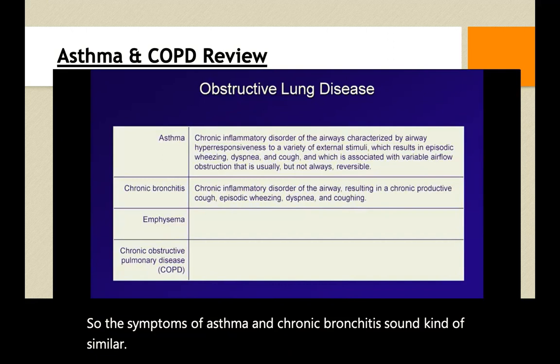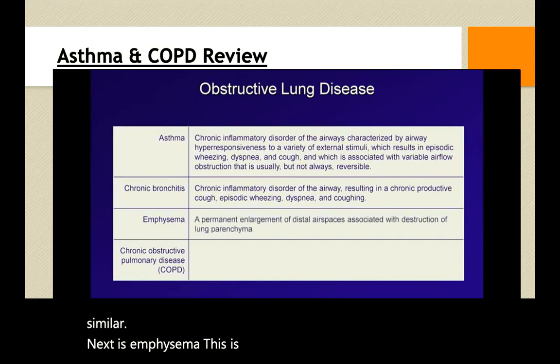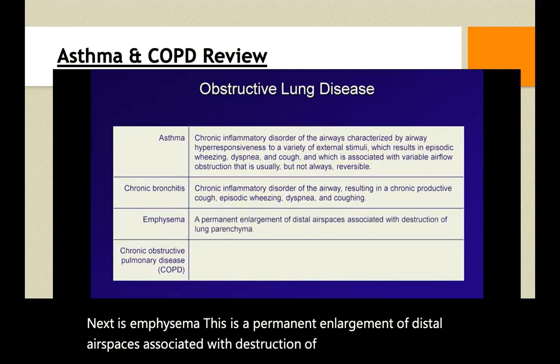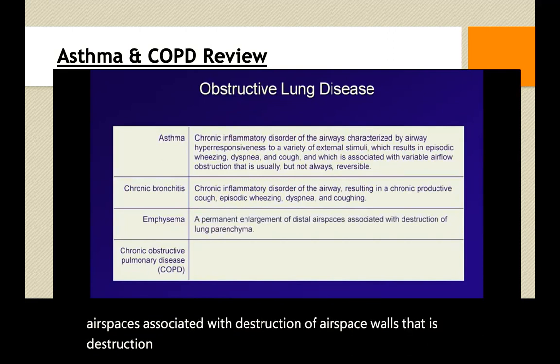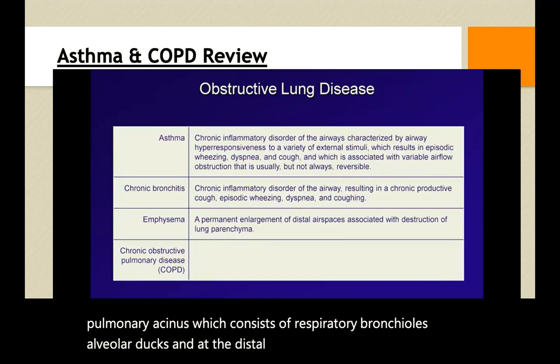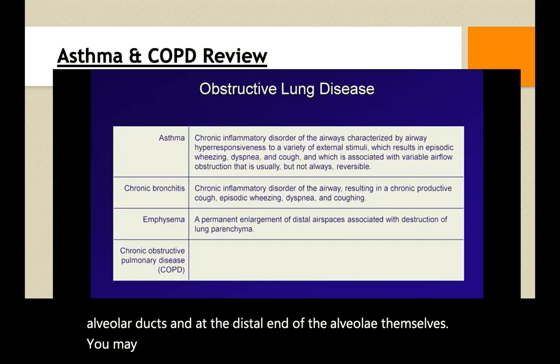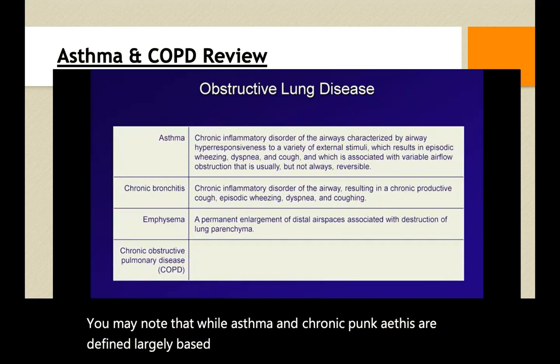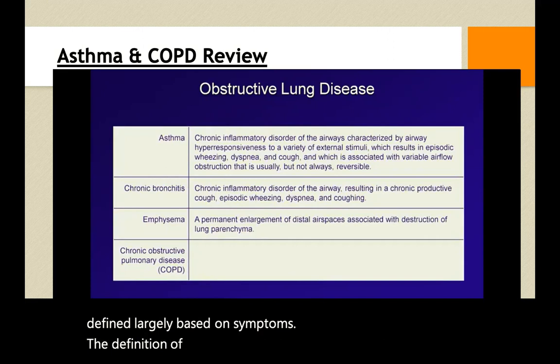Next is emphysema. This is a permanent enlargement of distal air spaces associated with destruction of airspace walls, that is, destruction of something which a pathologist refers to as the pulmonary acinus, which consists of respiratory bronchioles, alveolar ducts, and at the distalmost end of the airways, the alveoli themselves. You may note that while asthma and chronic bronchitis are defined largely based on symptoms, the definition of emphysema doesn't explicitly include symptoms.